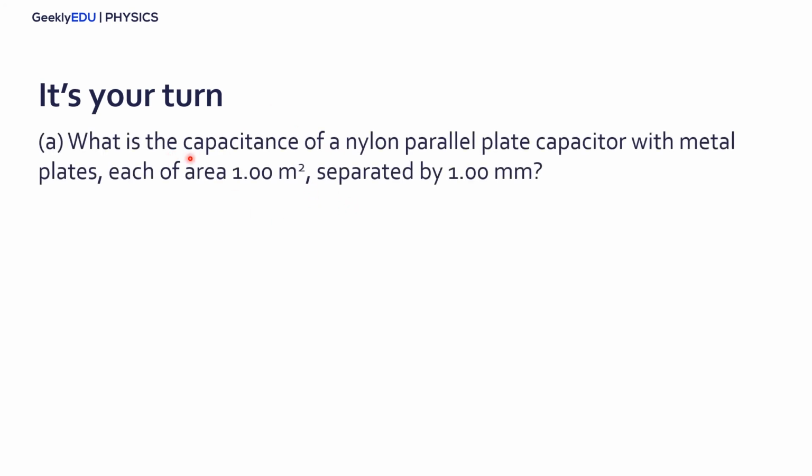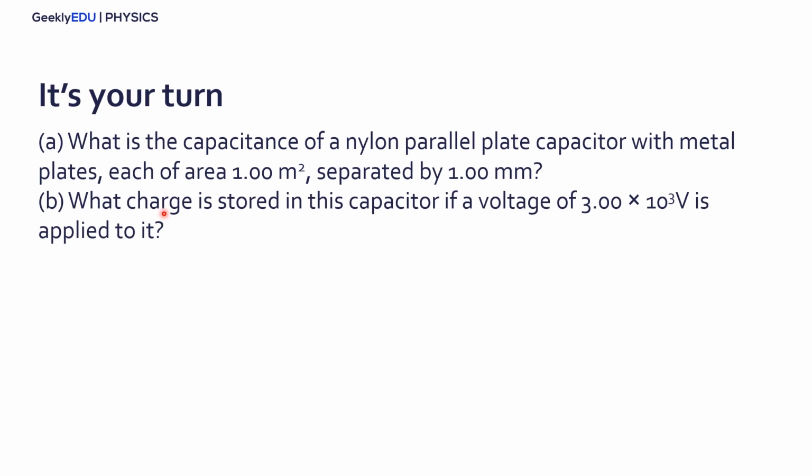Okay, now that you know how to calculate the capacitance of a capacitor and its relation with the electric charge and tension, think about this problem here. What is the capacitance of a nylon parallel plate capacitor with metal plates, each with an area of 1 meter squared, separated by 1 millimeter? So, nylon is the dielectric of this capacitor, okay? And it's a parallel plate capacitor. Also, what is the charge stored in this capacitor for this electric tension, for this voltage?